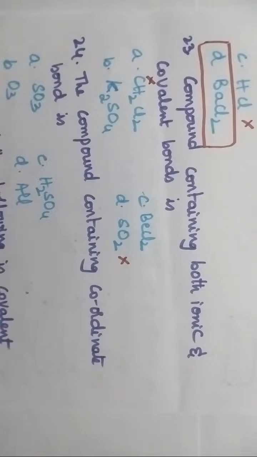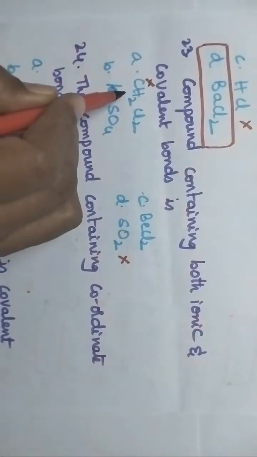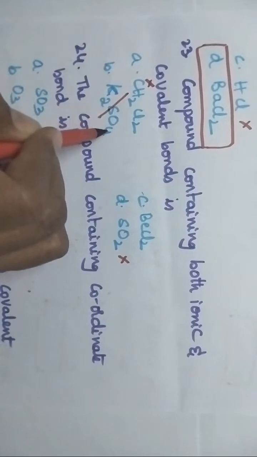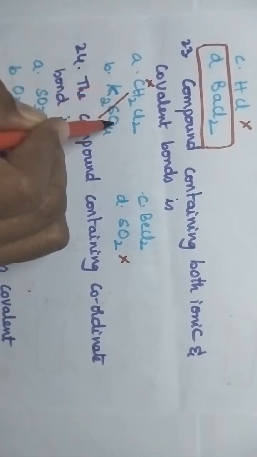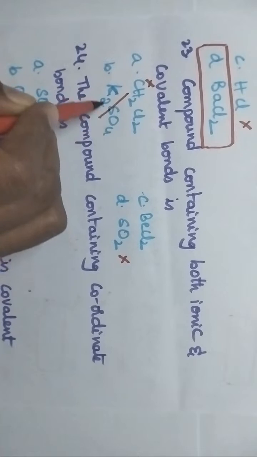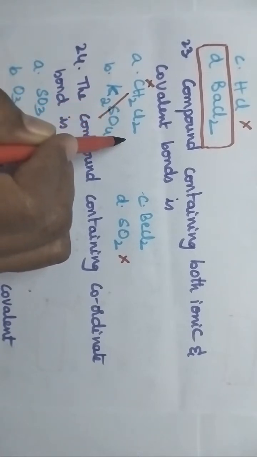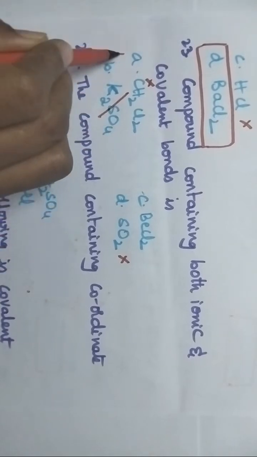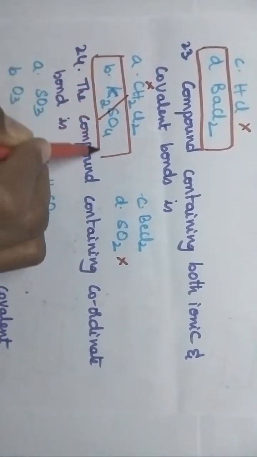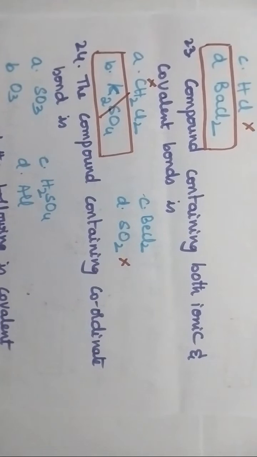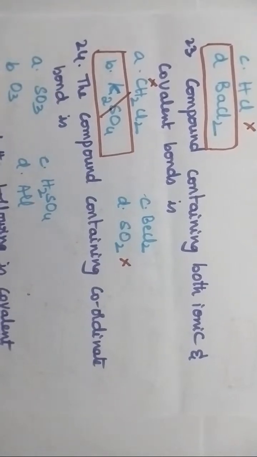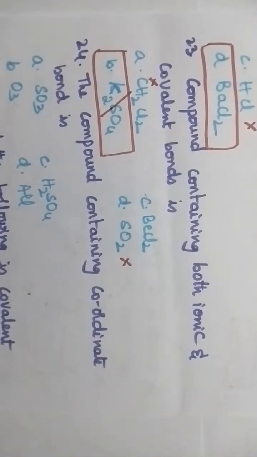Now it is very simple. Undoubtedly it is K plus and SO4 minus 2. Between K plus and SO4 minus 2, ionic bond is present. Oxides of sulfur contain covalent bond. So option B is the right answer. What is the right answer? Option B is the right answer. Clear?